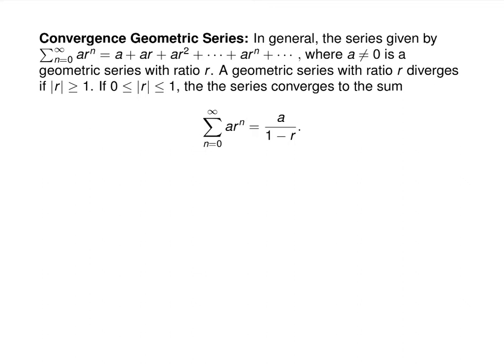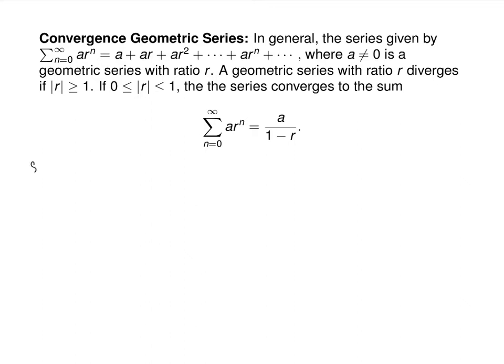And a geometric series with ratio r diverges if the absolute value of that r is bigger than or equal to 1. And it converges if the absolute value of that r is strictly less than 1. And let's actually prove why that works.